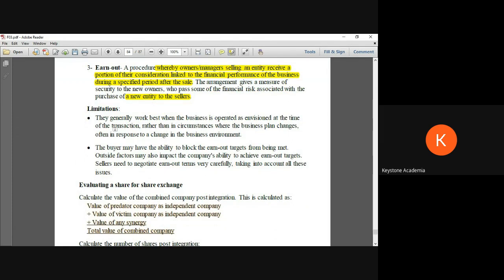This type of deal is very rarely accepted by the target company. The reason is this works best when we are just doing it for a specific business, a specific plan, and a specific project kind of thing. Okay.